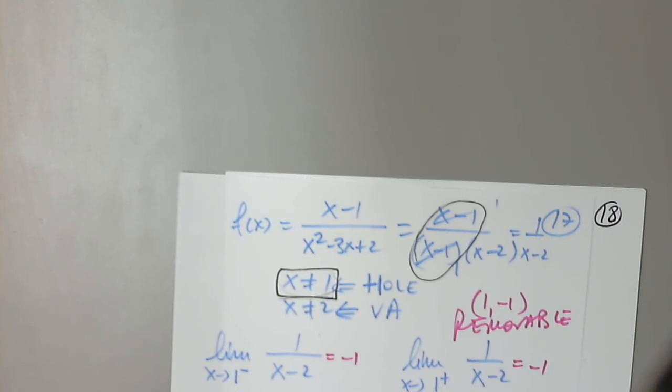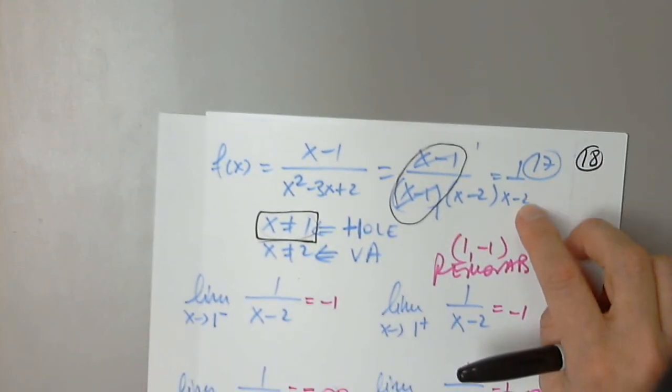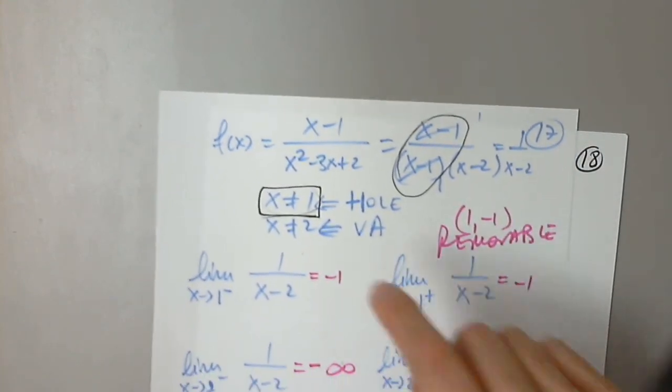So you have to state restrictions before you simplify, and then you say, okay, this factor goes away. The function is still undefined there, but it's not going to be a vertical asymptote, because the factor doesn't stay at the end. But this one stays. X minus 2 stays, so then x equals 2 is a vertical asymptote.